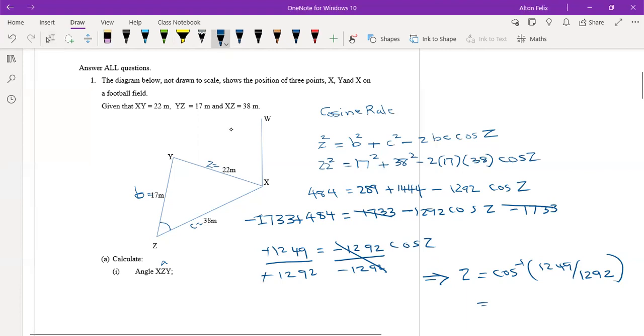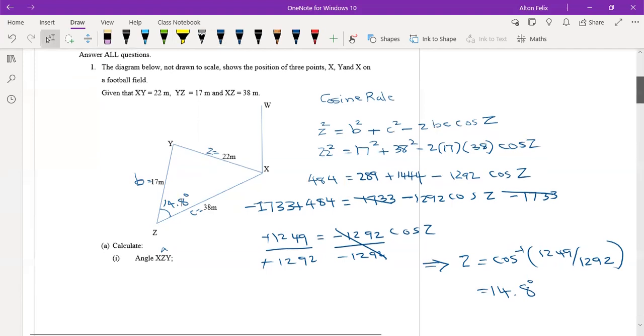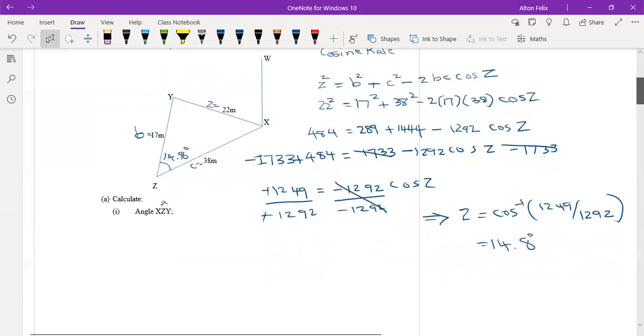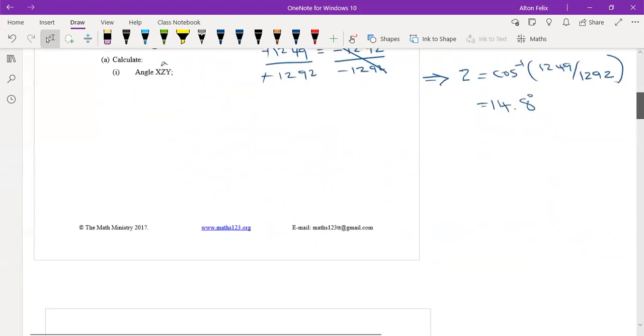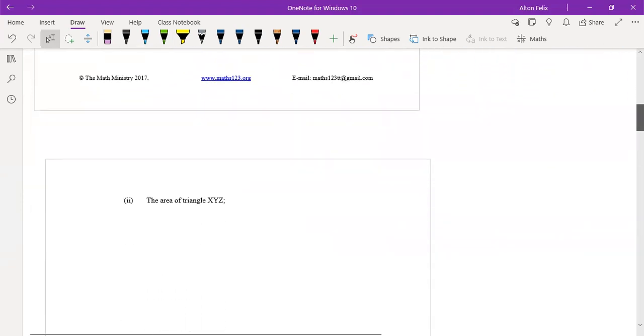So Z would be 14.8 degrees. Let's put that in right here. 14.8 degrees. Okay, so we are moving on to question number 1B. Area of triangle XYZ.